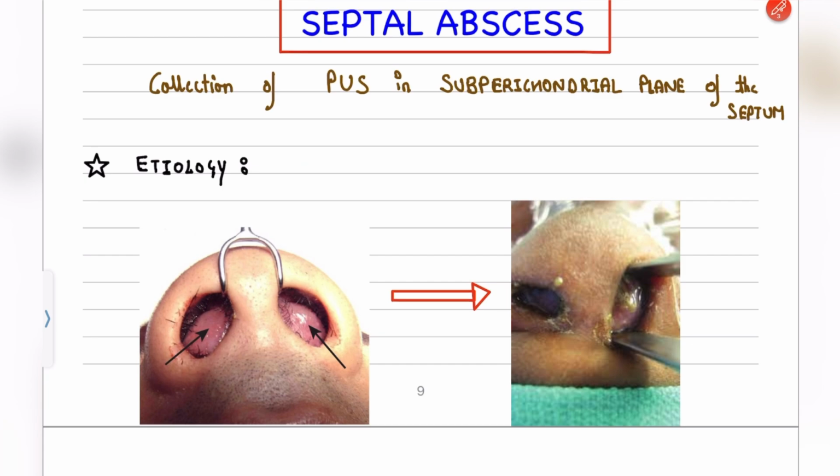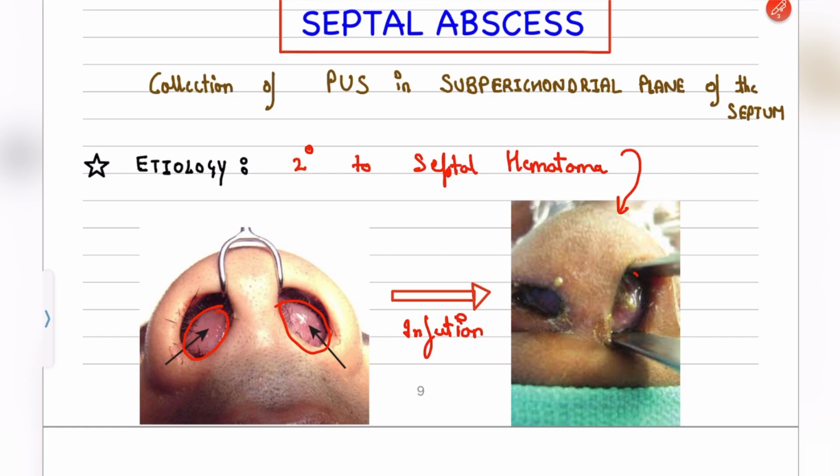Etiology: it is always secondary to septal hematoma. Hematoma gets infected and leads to formation of septal abscess. So this right here is a septal hematoma, purplish discoloration due to collection of blood. It gets infected due to non-treatment of the cause or a problem in drainage of the blood. It will lead to formation of pus, that is the abscess of the septum.